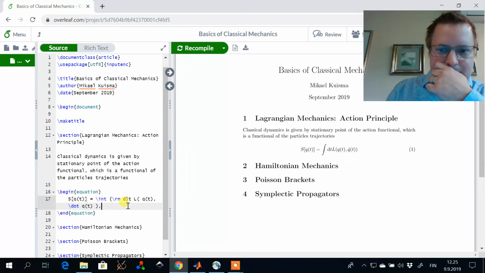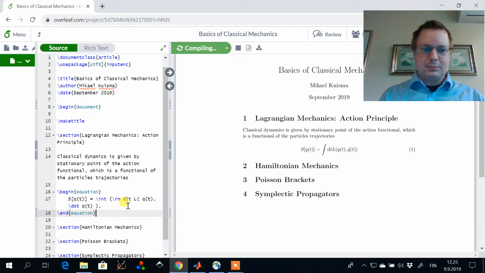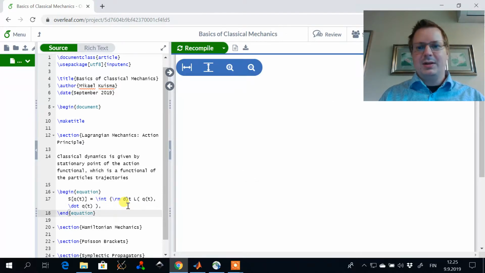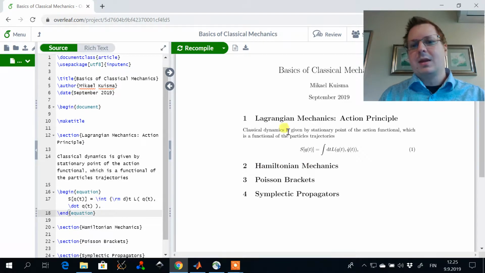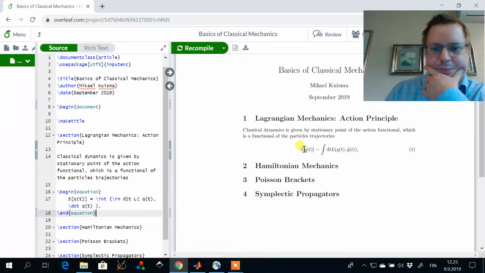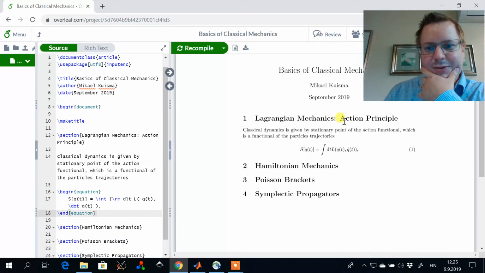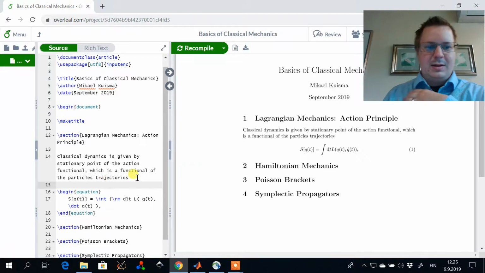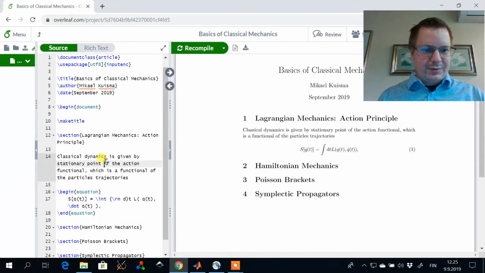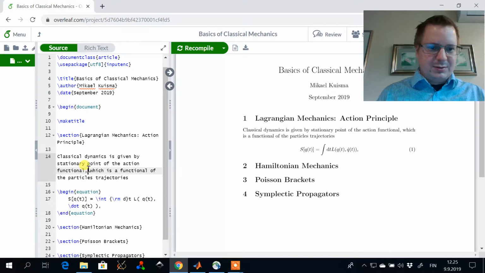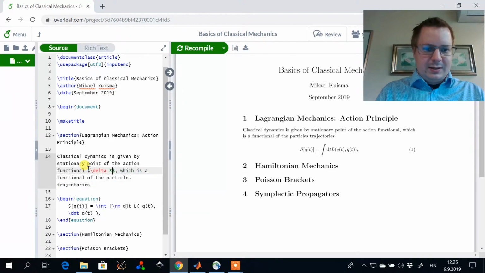And then, so now it's very important to remember what this is. This S is a functional, meaning that it takes a function as an input. So we supply some function and then we ask, is this the stationary point? So if you do some variation to this function, does it change? So stationary point of an action functional means that the variation of the functional is 0.